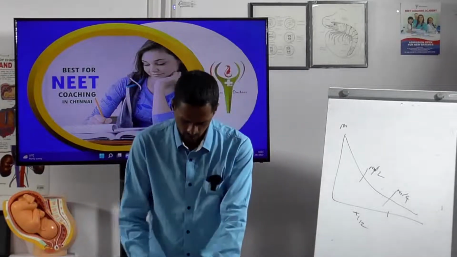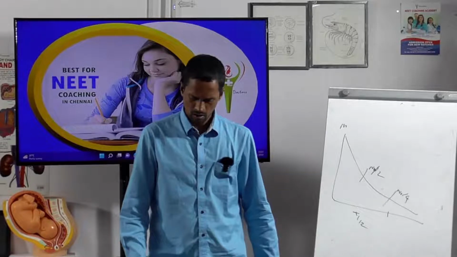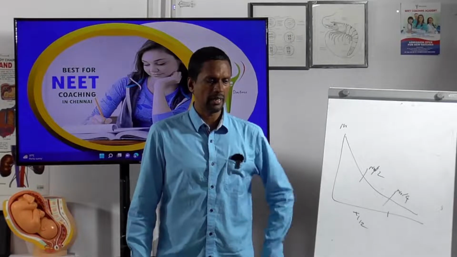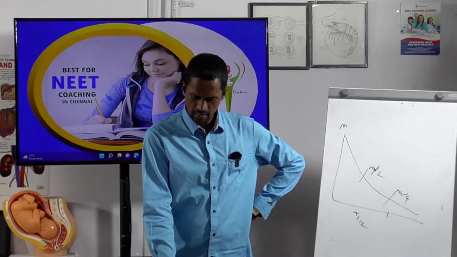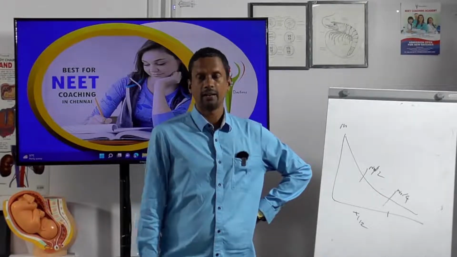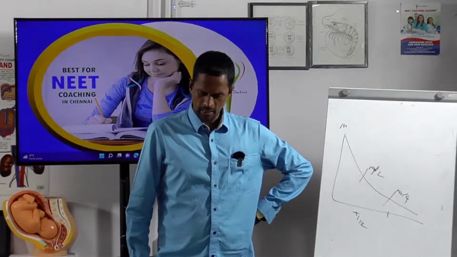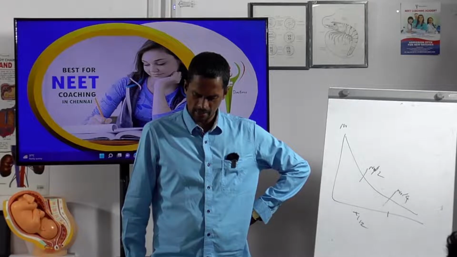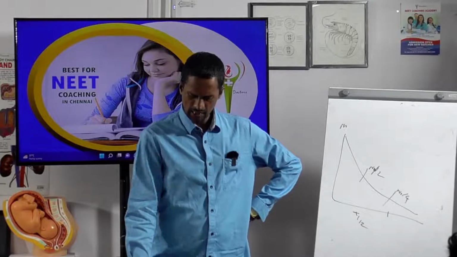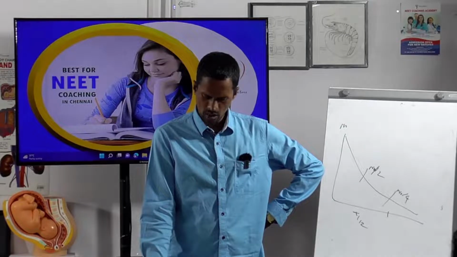So R is equal to R0 e to the minus lambda t. Here lambda is the decay constant, and R is the total decay rate. R0 is a constant, lambda is a constant value, and t is the time. So R is equal to R0 e to the minus lambda t.